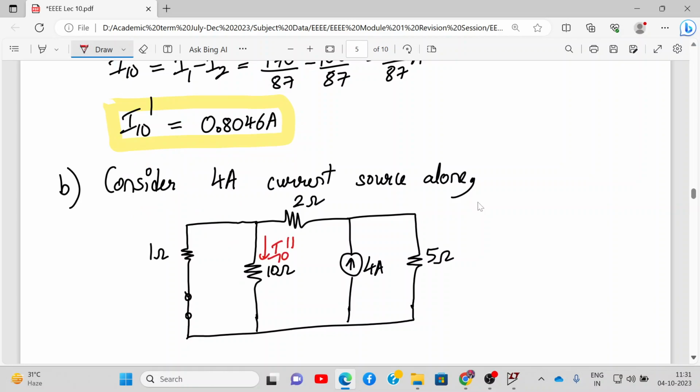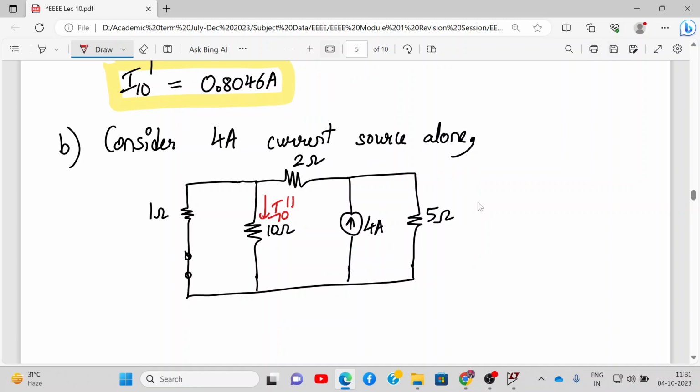Alright. So this numerical we can solve with different techniques. We can apply mesh and nodal also. We have not solved nodal analysis for a long time, so let's use nodal analysis. For nodal analysis, this will be the reference node, the ground node. This node we call 1 and this node we call 2. We call the voltage at node 1 as V1 and this will be V2.